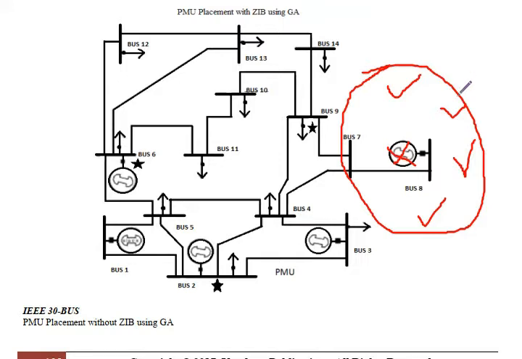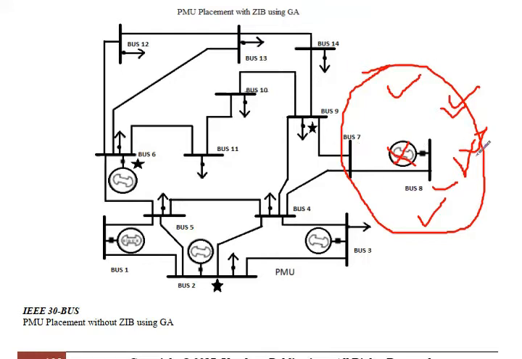Among zero injection buses, if any one of them is made observable, or the buses that are incident to these buses are observable, then all these buses will be observable. For example, in this case, just for supposition, let's consider that bus number 8 is observable, and we have disconnected this DG. So bus number 9 is incident to bus number 7, so bus number 7 is indirectly observable.